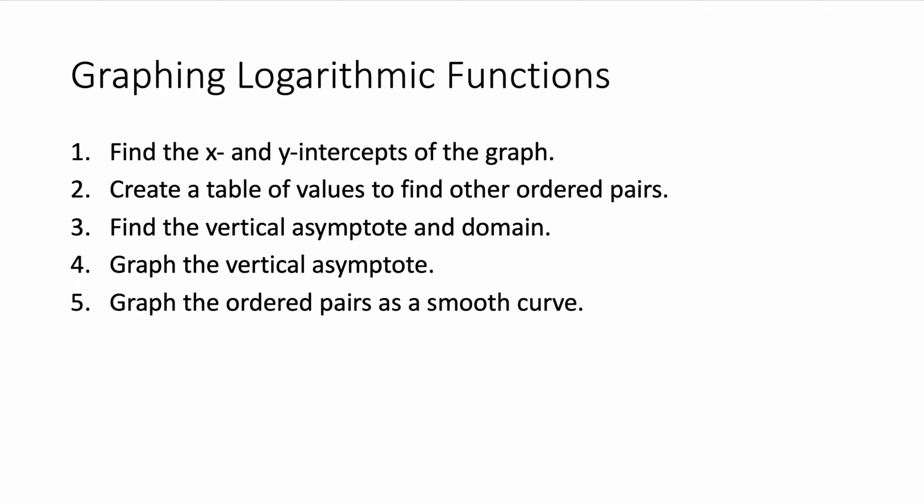So here's how we graph log functions. You're going to start off finding the x and y intercepts of the graph. Then you're going to create a table of values to find the other ordered pairs, find the vertical asymptote in the domain, graph the vertical asymptote, and then graph the ordered pairs as a smooth curve.